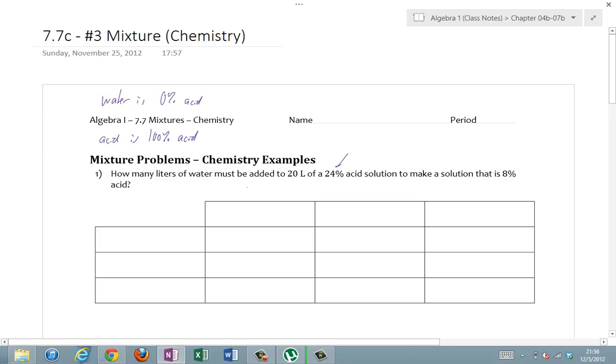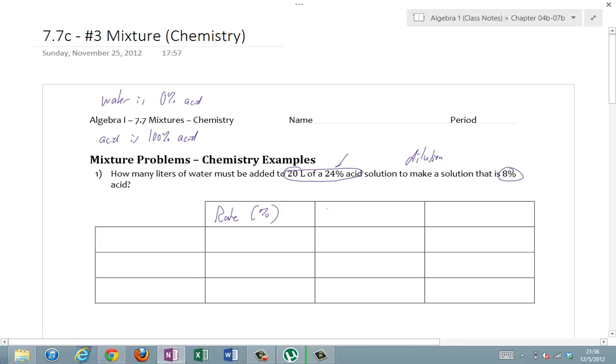But how many liters of water must be added to 20 liters of a 25% acid solution to make a solution that is 8% acid? This is called a dilution. And it's going to follow the same pattern that we did with the grocery problem. We're going to have a rate, but this time the rate is expressed as a percent. If you think about how percent works, the units stay the same whenever you multiply by a percent, and a percent is unitless. But it's still like a rate, so we're going to treat it like a rate.